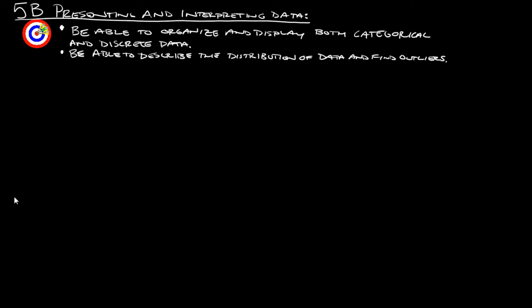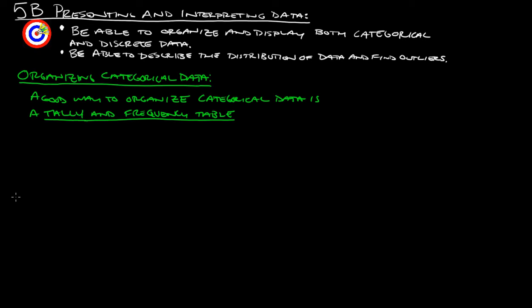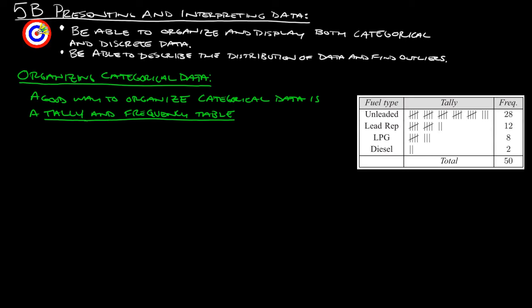So first thing we want to take a look at is organizing categorical data. A good way to organize categorical data is with a tally and frequency table. That is this here, and this is actually from your book on page 112. This is the example that they give of a tally and frequency table.